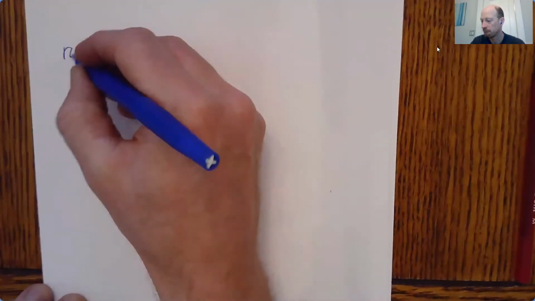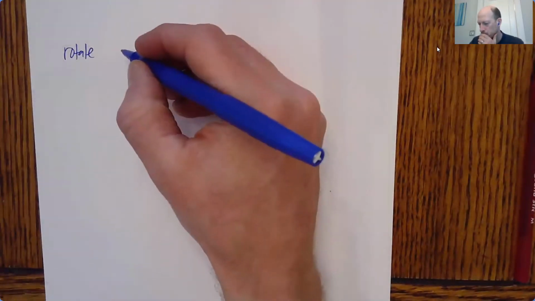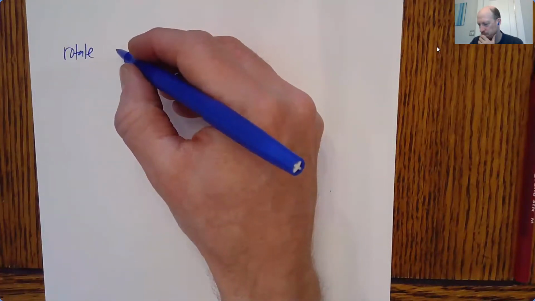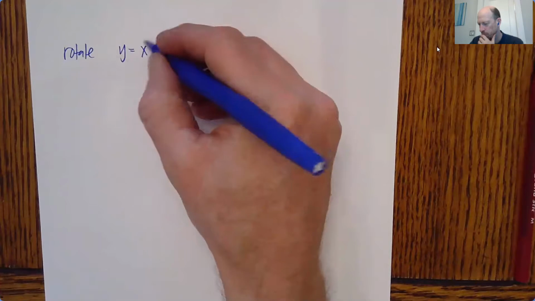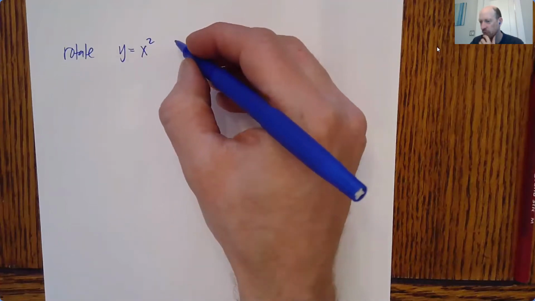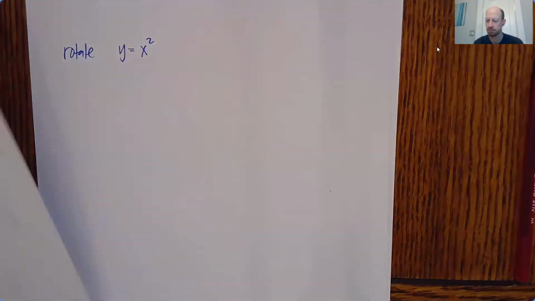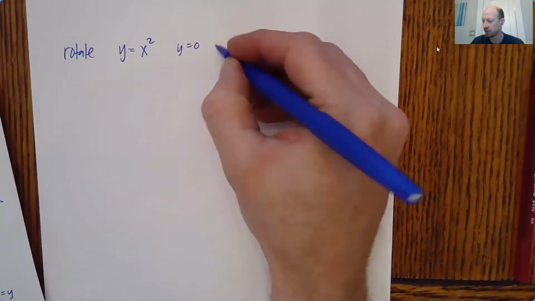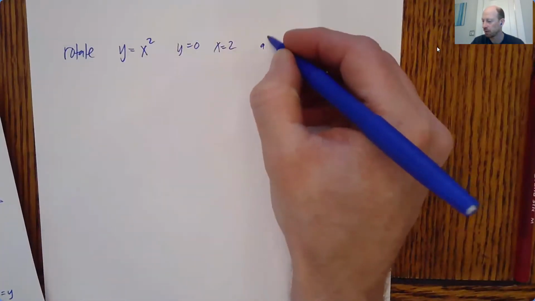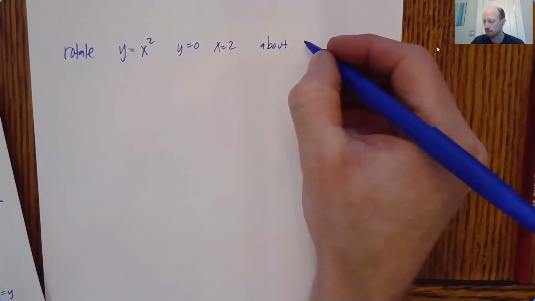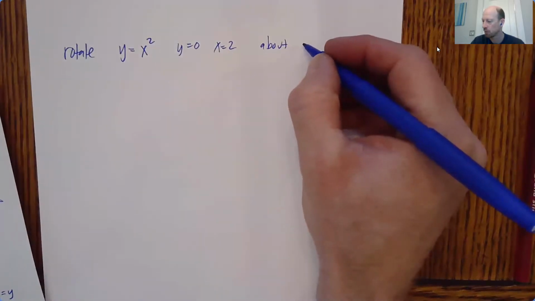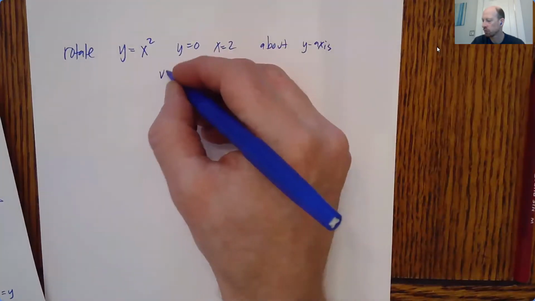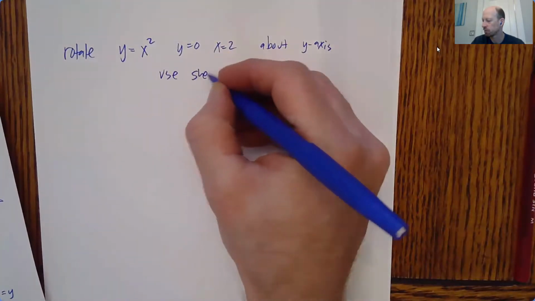So let's rotate y equals x squared. Let's go back to this original one we did. y equals 0, x equals 2, but this time let's rotate it about the y-axis, and we're going to use shells.